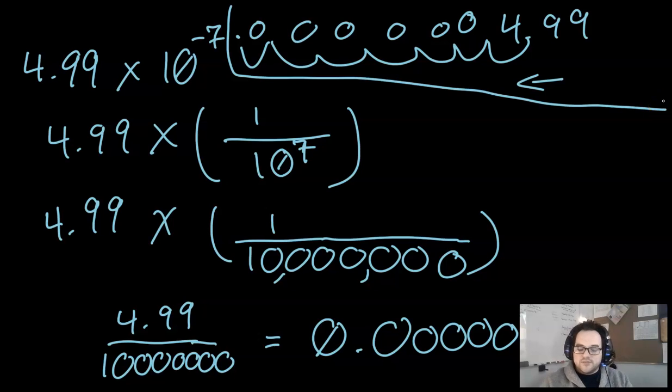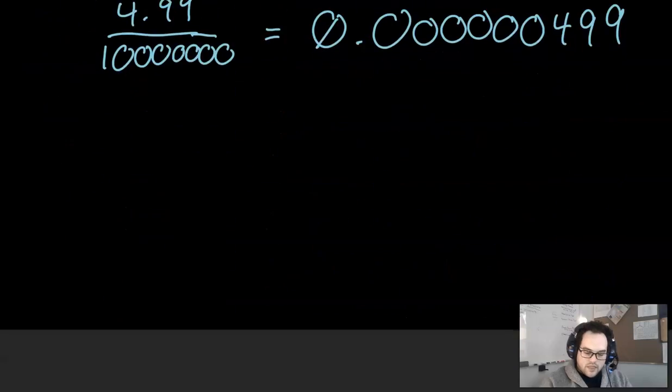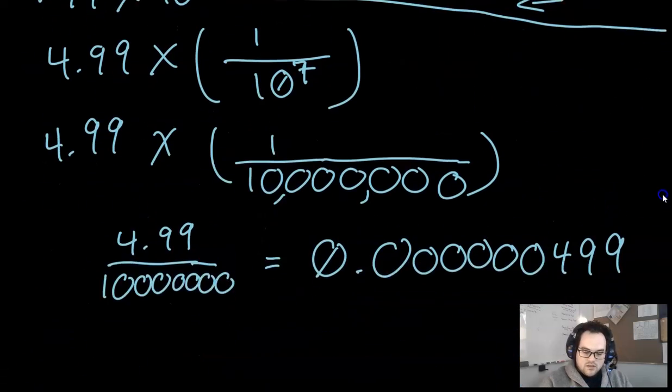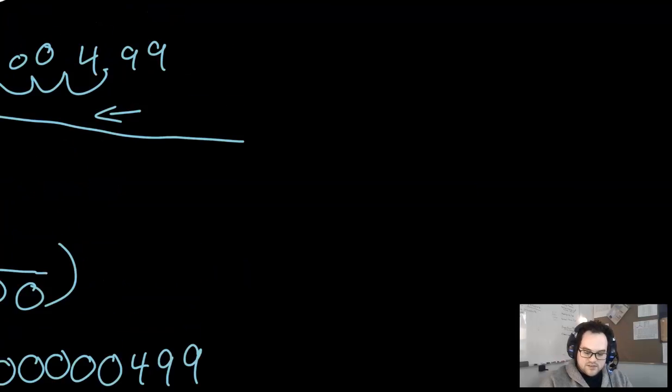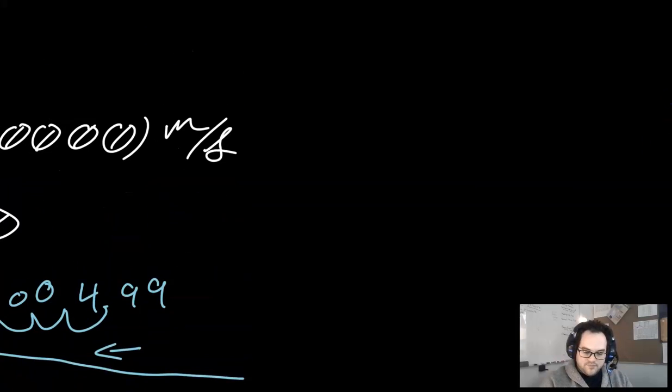So negative exponents are making the number smaller. Let me move this way to get some space. Oh, there's no space anywhere.